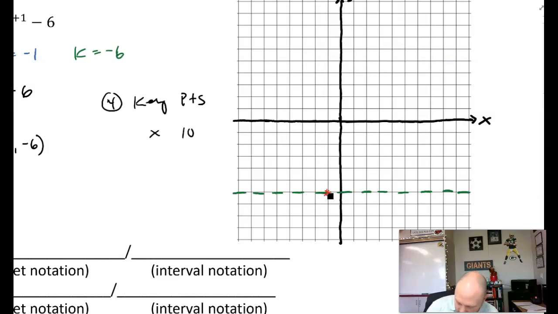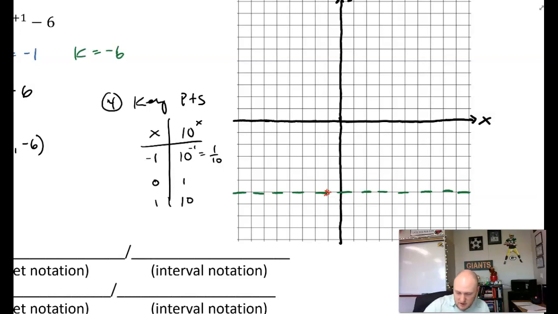So we have x and then 10 to the power of x. So I'm going to go negative 1. That's going to be 10 to the negative first, which is just 1/10, very small. Plug in 0, we get 1. 1 gives us 10, and we can't go much further than that. So we'll go ahead and plot these points.